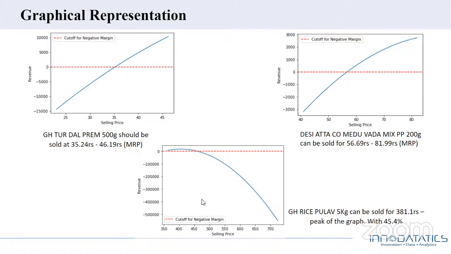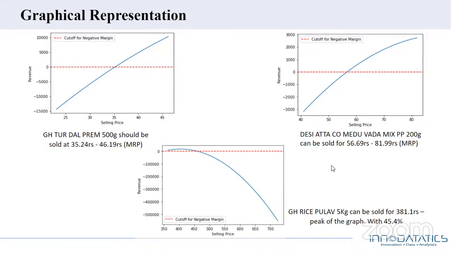Here, we can see the revenue versus selling price graphs for different products. In the two graphs on the first row, we can see that the revenue increases as the selling price increases. This indicates a higher price can also achieve a higher revenue for these products. In the graph shown below, we can see that the revenue falls below the zero revenue line, or the cutoff line, as the price increases. This indicates that above a certain price, the demand for this product decreases, which in turn affects the revenue in a negative manner.